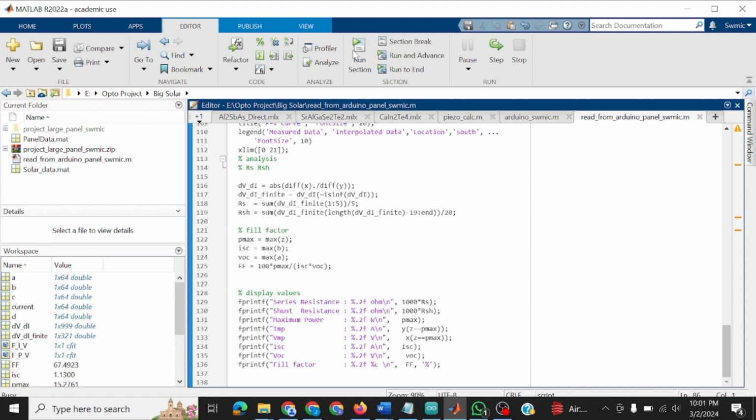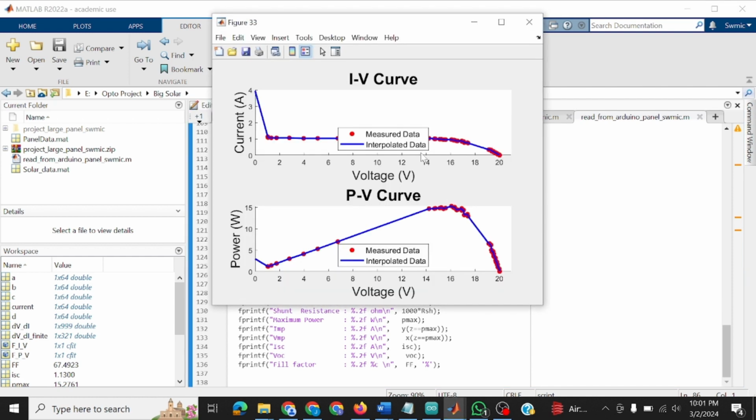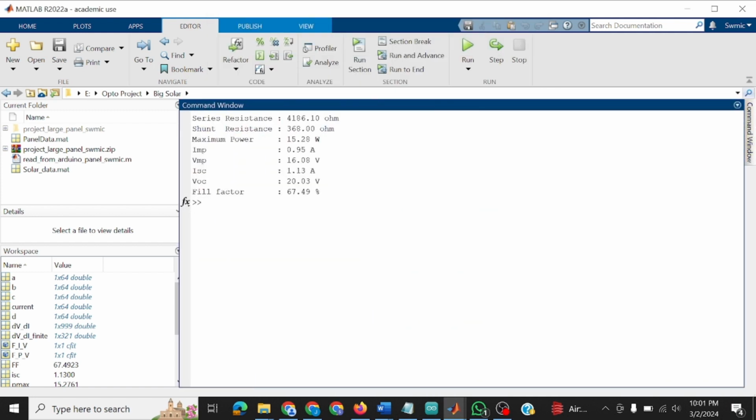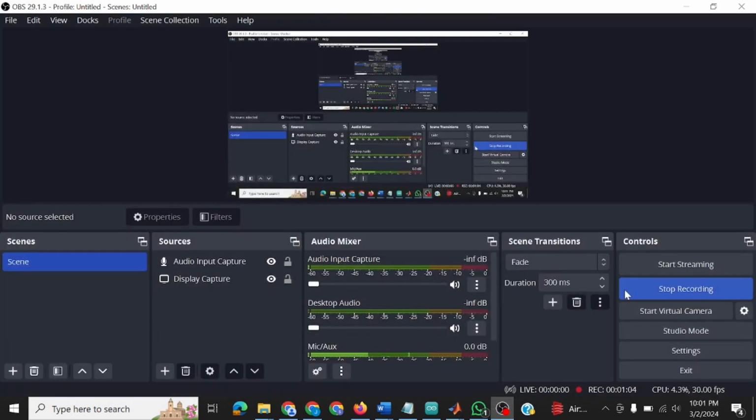So now running this section, we find that we have an IV curve that is similar to what we have seen on the day of the experiment. For further analyzing, we find the series resistance, shunt resistance, maximum power, maximum current, maximum voltage, ISC, and VOC, and we find all of them to be matching closely with the nameplate dataset that we received from our lab. Thank you. This is done for the larger PV panel.